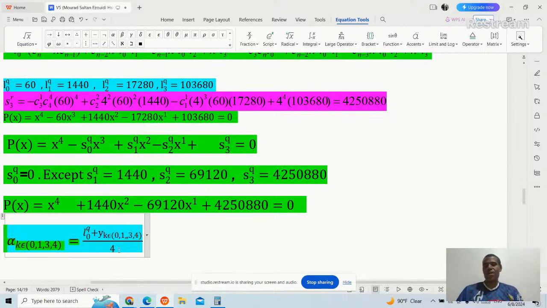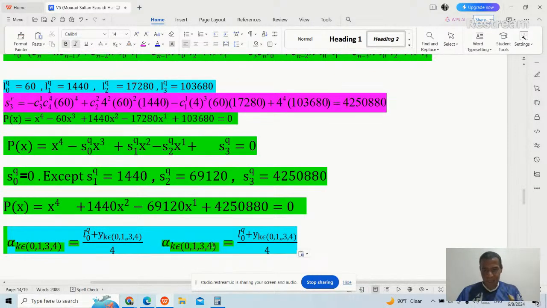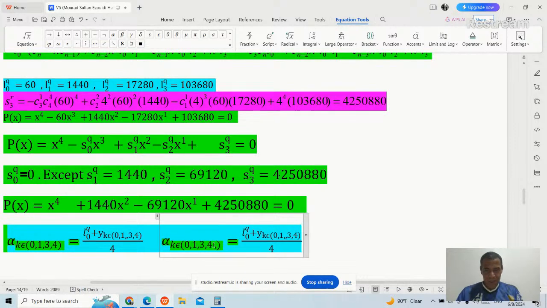This is the general method, the general way you can work with a polynomial to the power 4. If it is a polynomial to the power 5, we should divide by 5. If it is 6, divide by 6, and so on. That means if you have a polynomial to the power n, k goes from 0 to n minus 1, and this is divided by n.